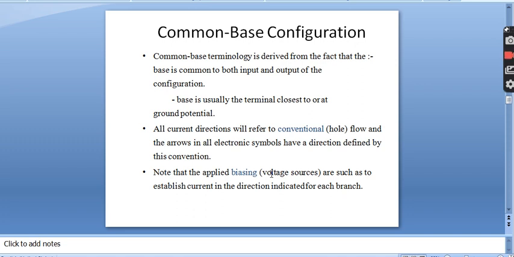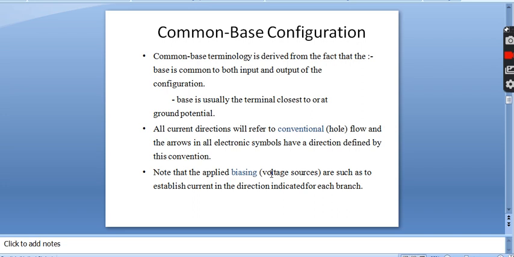Now in this transistor we have two types, PNP and NPN transistor. Again these transistors can be connected in three ways. That means we are connecting the transistor in three configurations, because we have three terminals: emitter, base and collector. Based on the way of connecting these three terminals, there are three configurations: common base configuration, common emitter configuration and common collector configuration.